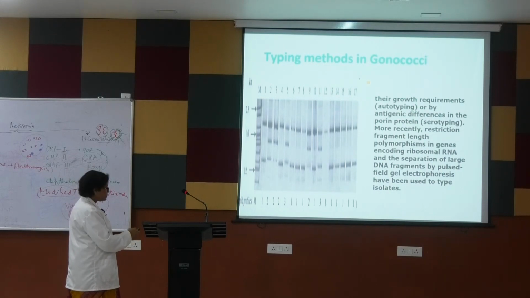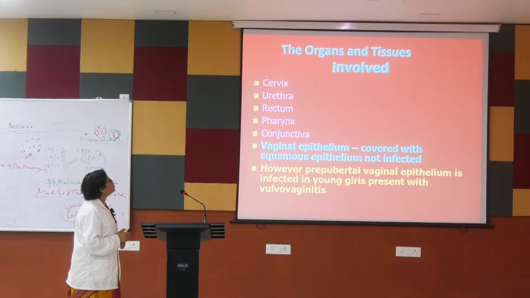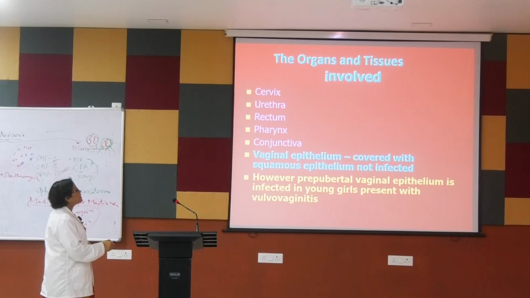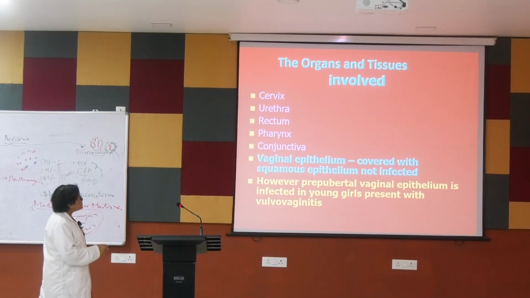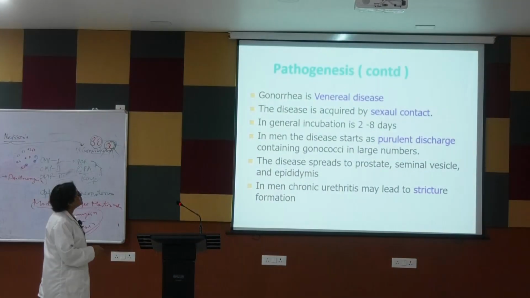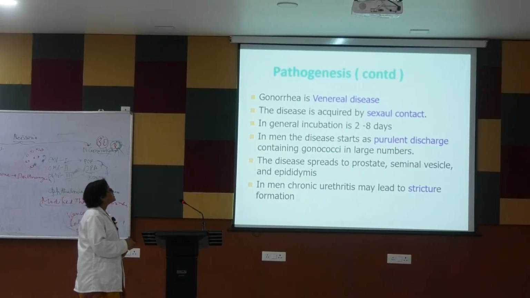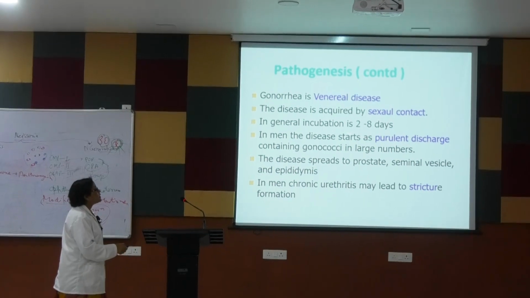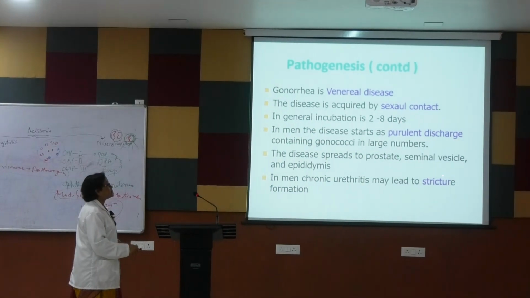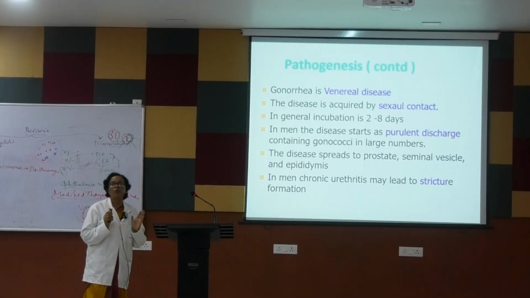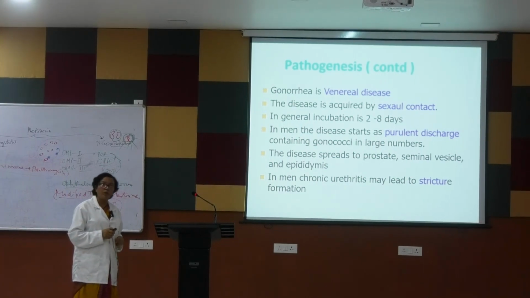This is a molecular technique. The tissues involved in females are the cervix, urethra, rectum, pharynx and conjunctiva. Pathogenesis: it is a venereal disease by sexual contact, with urine discharge, and a complication is stricture. Stricture means painful urination with severe pain. It is the main problem.